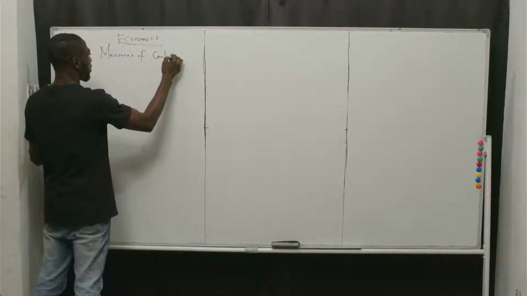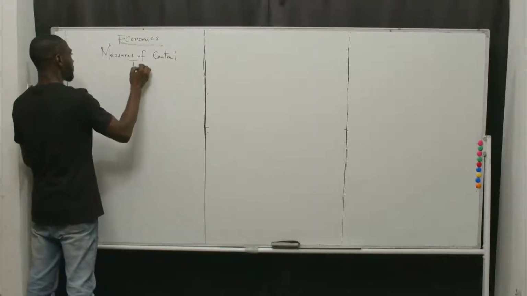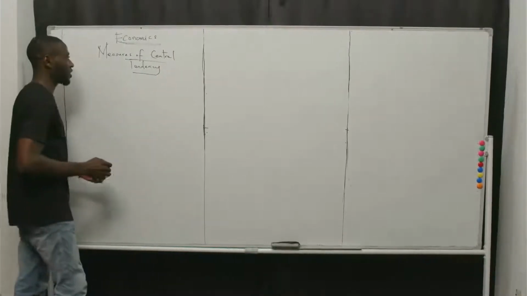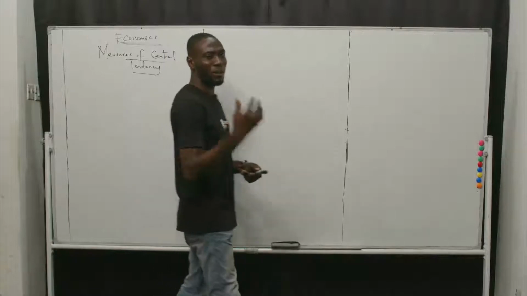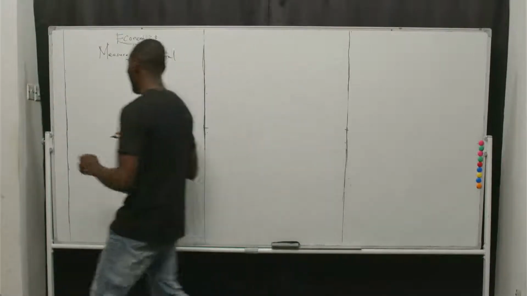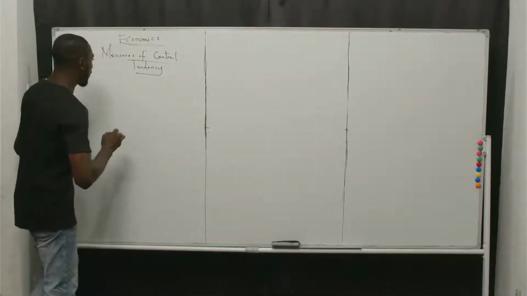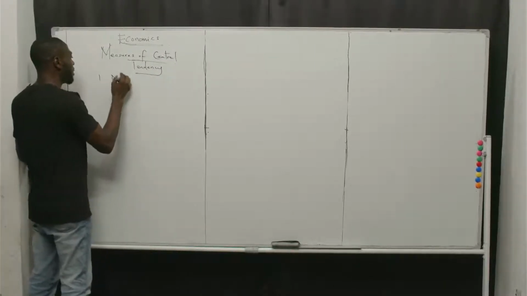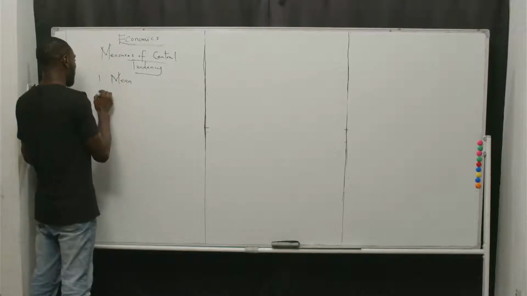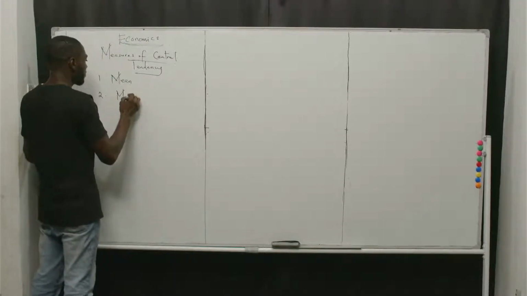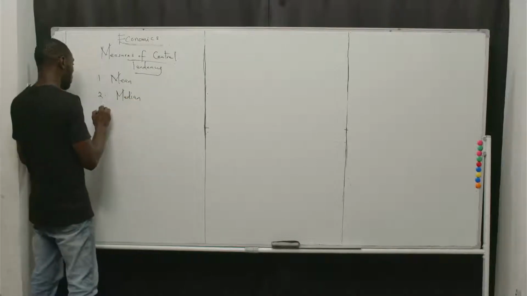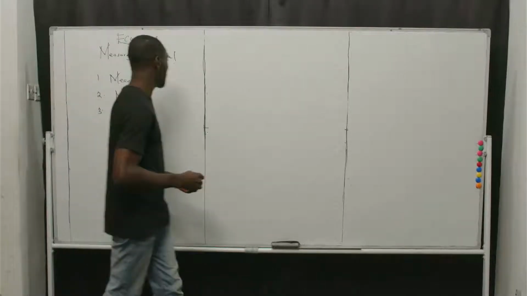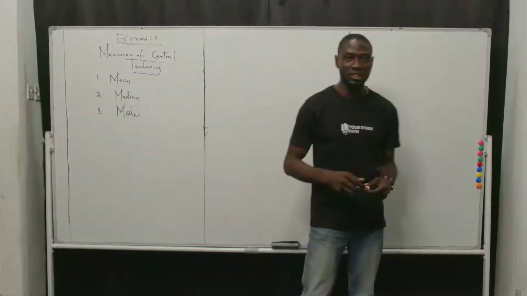Measures of central tendency. Now, when we say measures of central tendency, it involves three different measures, okay? The first one, we have the mean. The second one, we have the median. And the third one, we have the mode. So these are the measures of central tendency, okay?